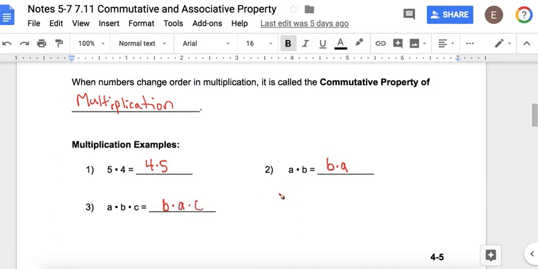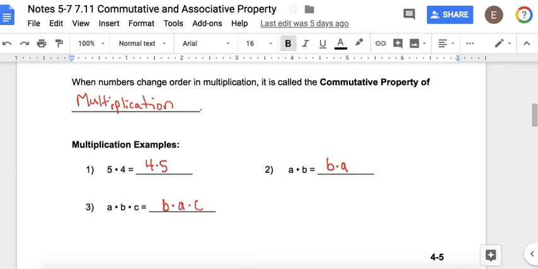Now it's important to note that the commutative property does not work for subtraction. 6 minus 4 is 2, but 4 minus 6 is negative 2, so it does not work for subtraction. Also, it does not work for division, because 8 divided by 4 is 2, but 4 divided by 8 is 1/2, or 5/10.